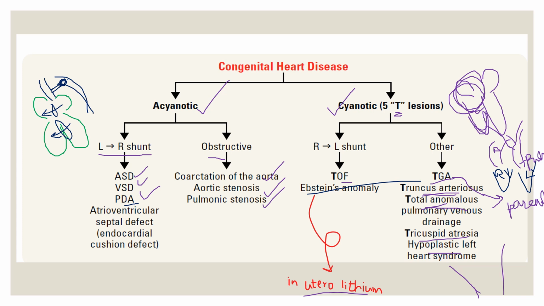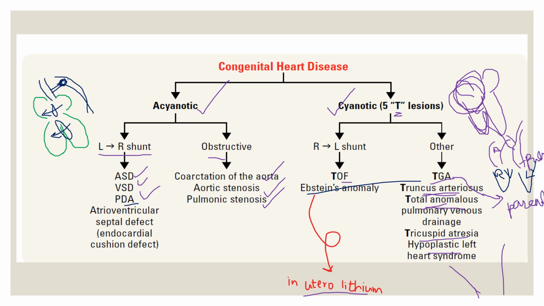So again, for survival, they will need some other mechanism so that there is mixing of blood and there is some oxygenation. Hypoplastic left heart syndrome is when the left side of the heart is hypoplastic. So you have to do some surgery to correct that. One of those procedures is called the Fontan procedure. This is actually a 3-step procedure.